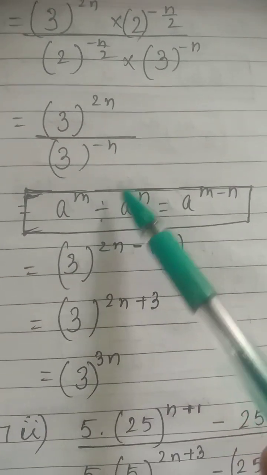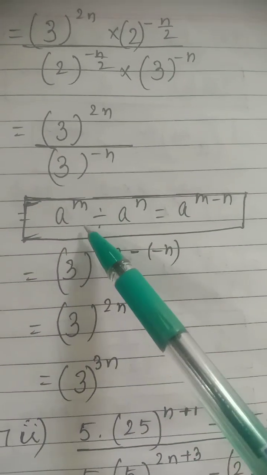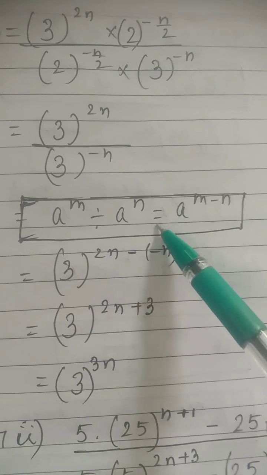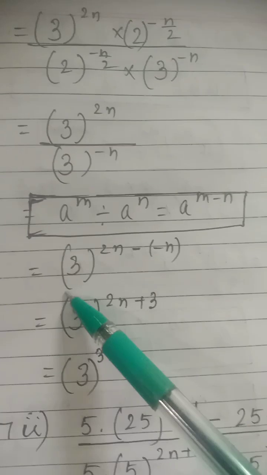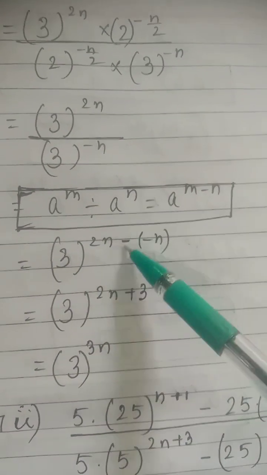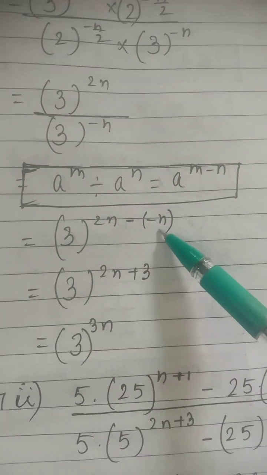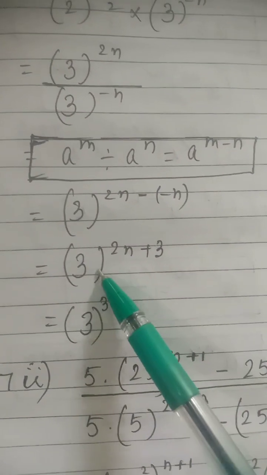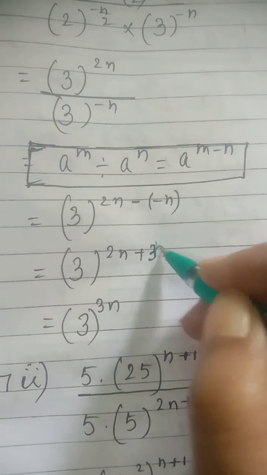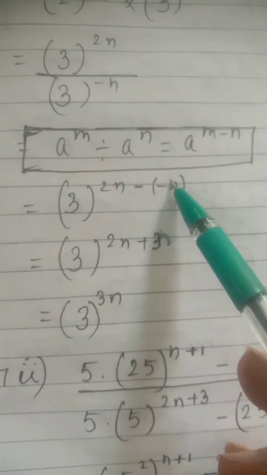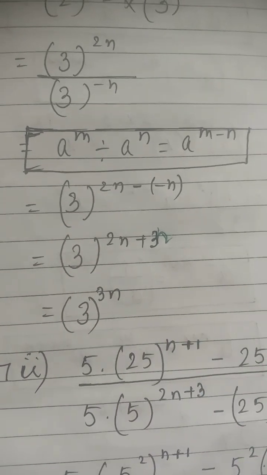Now this is a division, so by using the exponent law, a to the power m divided by a to the power n, we can subtract the powers, so it will be a to the power m minus n. So now 3 to the power 2n minus, because in the formula minus is there, and then -n is here, so we will write it like this. So what we will get is 3 to the power 2n plus n, because minus minus becomes plus. So 3 to the power 2n plus n will be 3 to the power 3n.